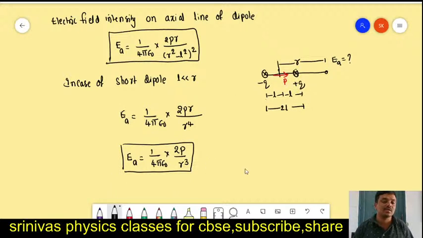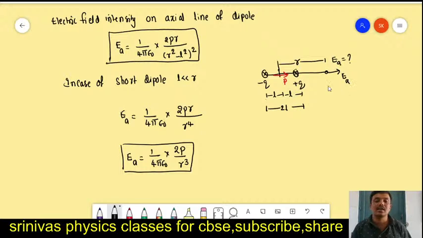What is the direction of this one? Remember it. Due to plus q charge, right side is there. Due to minus q charge, towards the negative charge is there. But the net electric field due to both of them, the plus q effect is more. That's why the net electric field will be toward the right side.